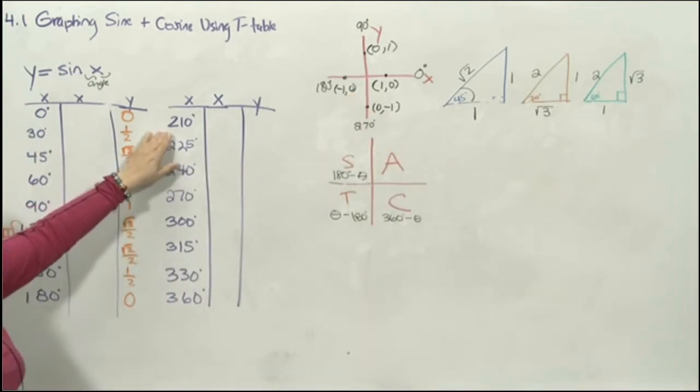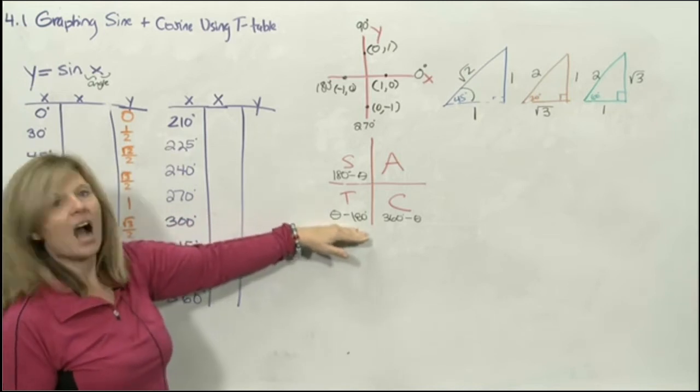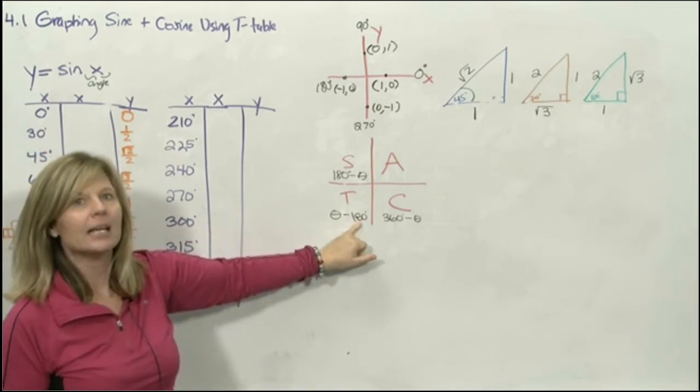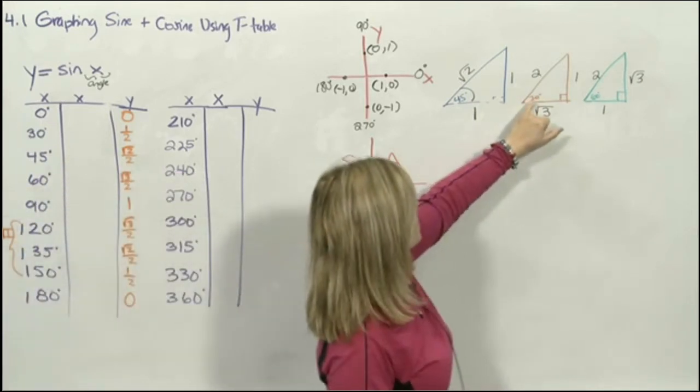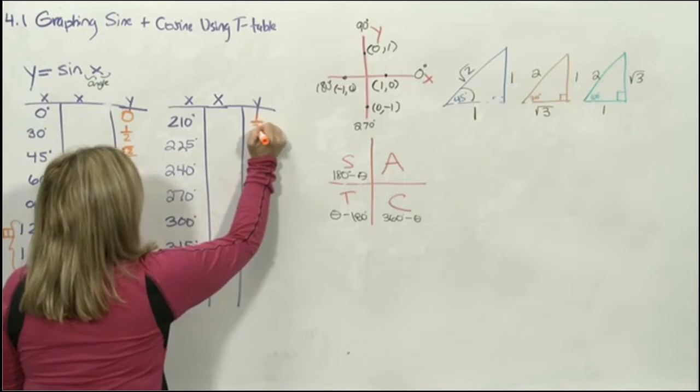I'm going to look up 210. Why 210? Well, it's an angle in what quadrant? 3. I can get its reference angle. 210 minus 180 is 30. The sine of 30, y over r, is a half.